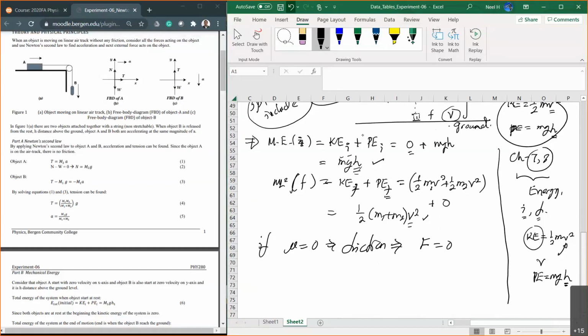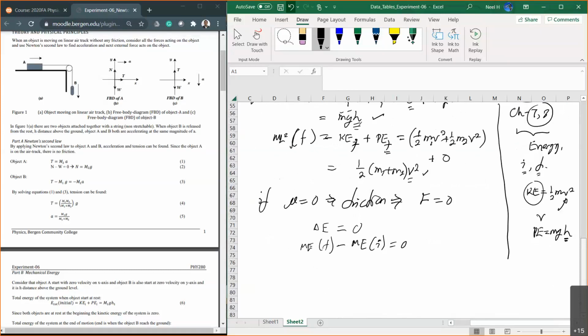So I can say delta E must be 0. Delta E is the total mechanical energy final minus the total mechanical energy initial, which equals 0. So I can simply say the mechanical energy final must be equal to the mechanical energy initial. So that I can test by using this experiment. That's part B of the experiment, okay?